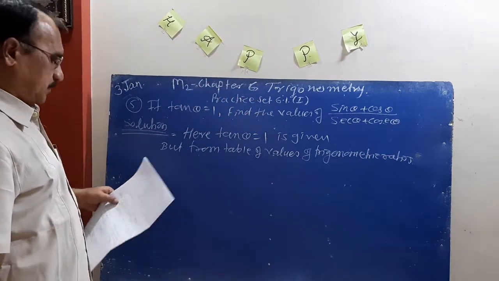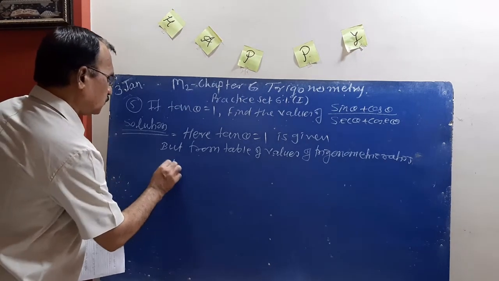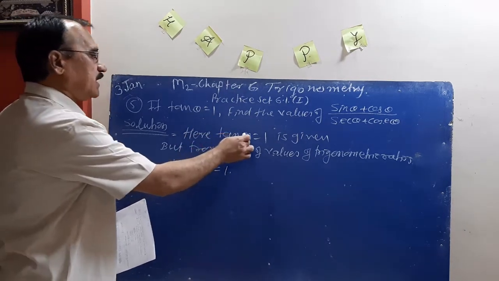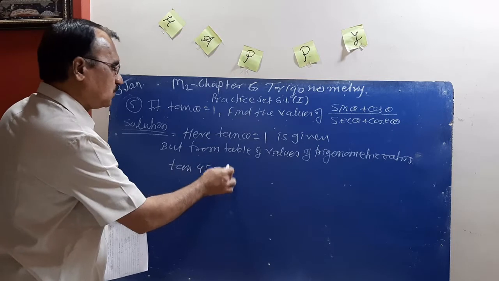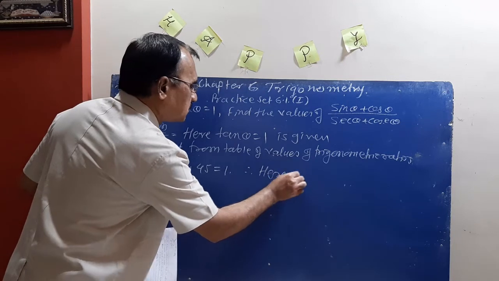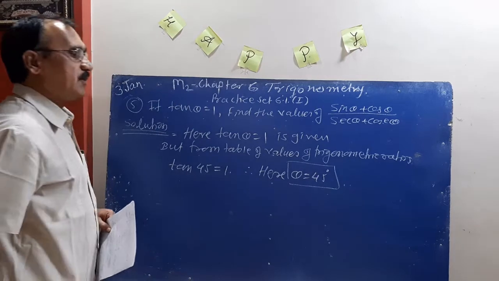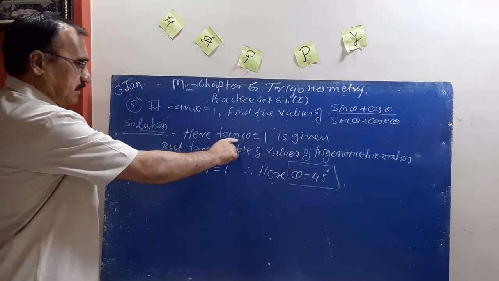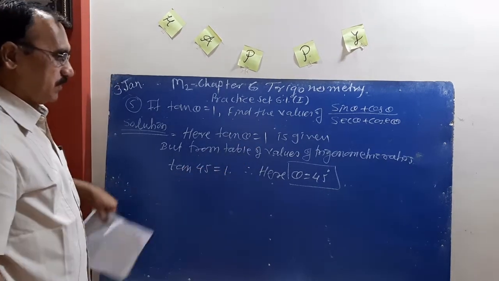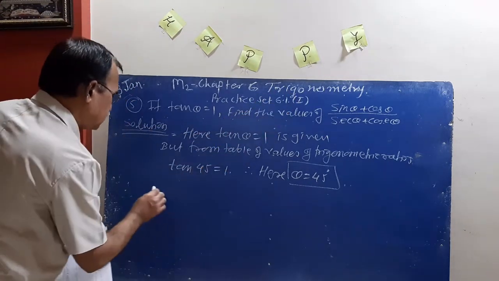But from the table of values of trigonometric ratios, tan 45 is equal to 1. Tan theta is equal to 1 is given and tan 45 is equal to 1. Therefore here theta is equal to 45 degrees. That means if we compare tan theta is equal to 1 and tan 45 is equal to 1, theta is equal to 45. And if we know theta is equal to 45, then we can write this.